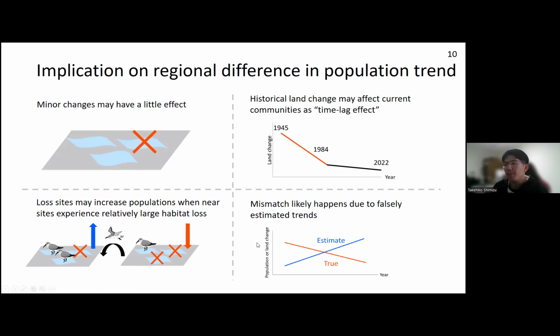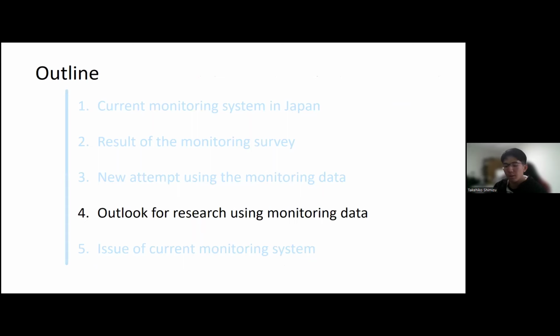And finally, because this kind of research deals with more than two trends or change results, in this case, the habitat change and the shorebird trend, the errors of estimates and their combinations happen more easily. So therefore, we should understand how vulnerable this kind of research is to errors. So considering the proposed issues, now I show the future outlook for research using monitoring data.